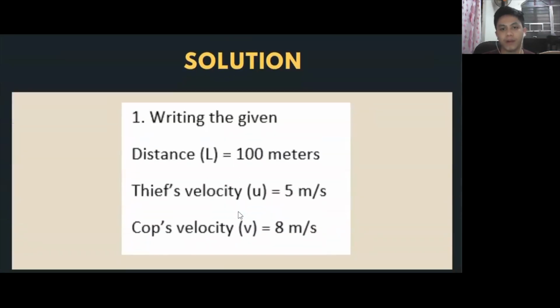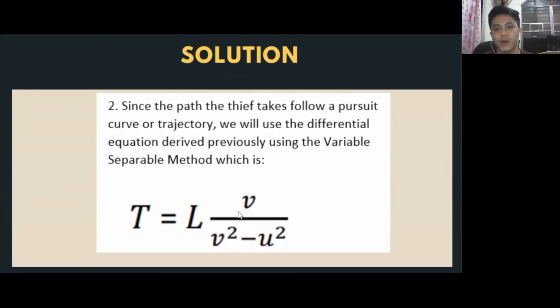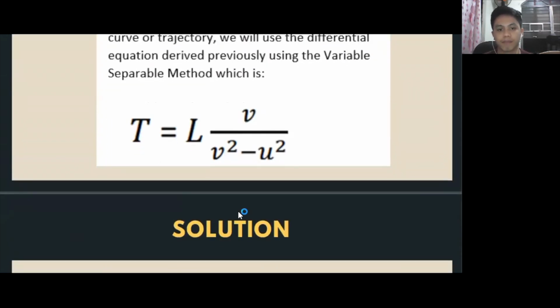So for the solution part, we first write the given: the distance L is equal to 100 meters, the thief's velocity u is equal to 5 meters per second, and the cop's velocity v is equal to 8 meters per second. And since the path the thief takes follows a pursuit curve or trajectory, we will use the differential equation derived previously using the variable separable method, which is t is equal to L multiplied by v all over v squared minus u squared.